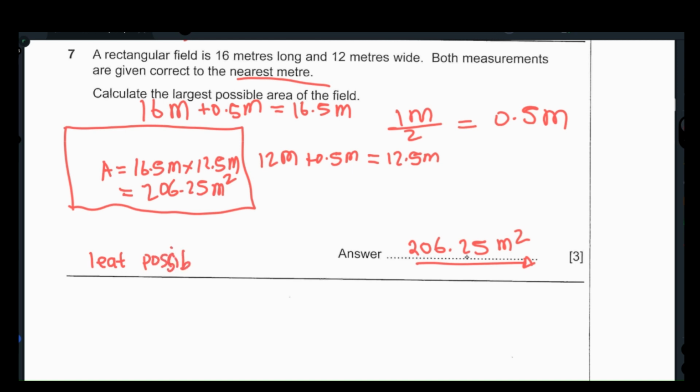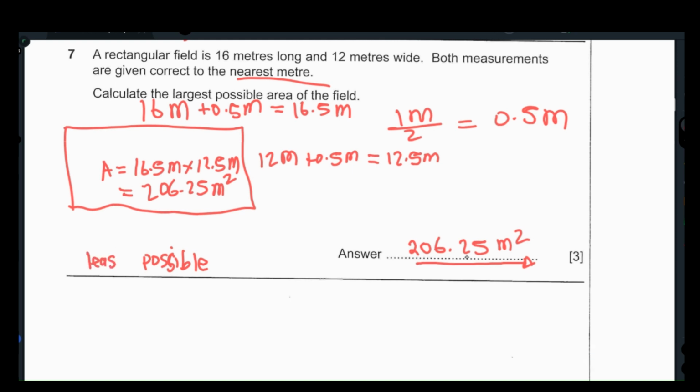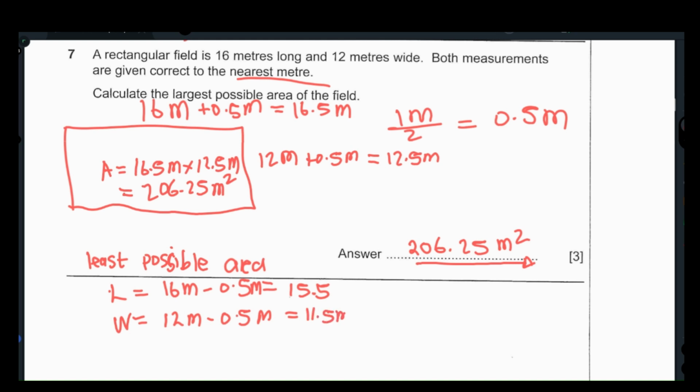Now if they wanted the least, this is not asked in the question, but I think it's important to also bring this point across. So if they wanted the least possible area, I would say my long side, the length, would be 16 meters minus 0.5. So that will give me 15.5, and the width would be 12 meters minus 0.5 meters. So that will give me 11.5 meters.